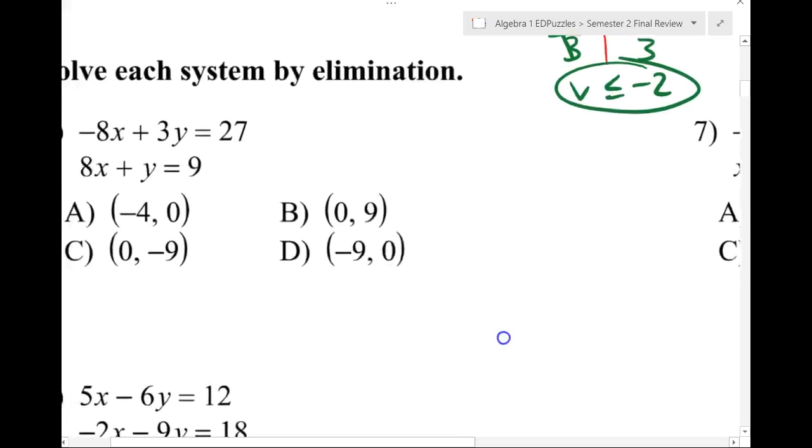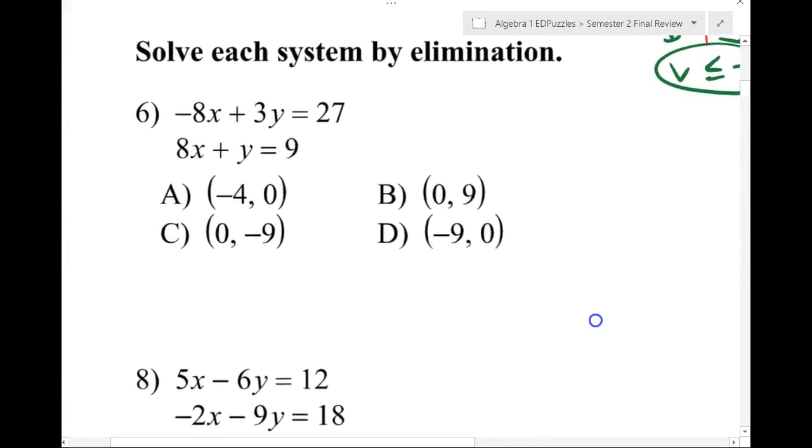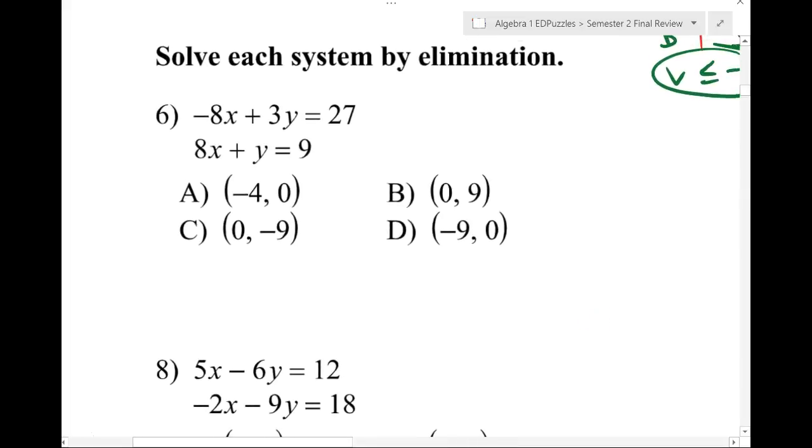Okay, number 6. 6, 7, and 8, all elimination. You want to get numbers that are the same, but then have the opposite sign. So right here in the first one, you see right away that the 8x and negative 8x are opposites. They're the same number, but they have different signs. And when you have that, they will cancel each other out. That way you only have to work with one variable. So then you just add the top and the bottom.